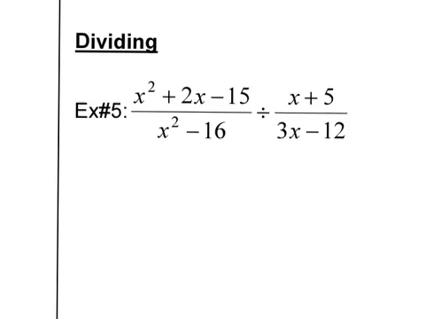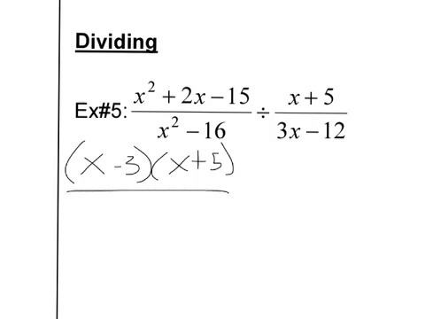Alright, now let's divide. Okay, so I'm going to do the same thing. We're going to factor the top. So I need something that multiplies up to negative 15, but adds up to 2. Well, that would be x minus 3, x plus 5. And on the bottom here, I would get x plus 4 and x minus 4.